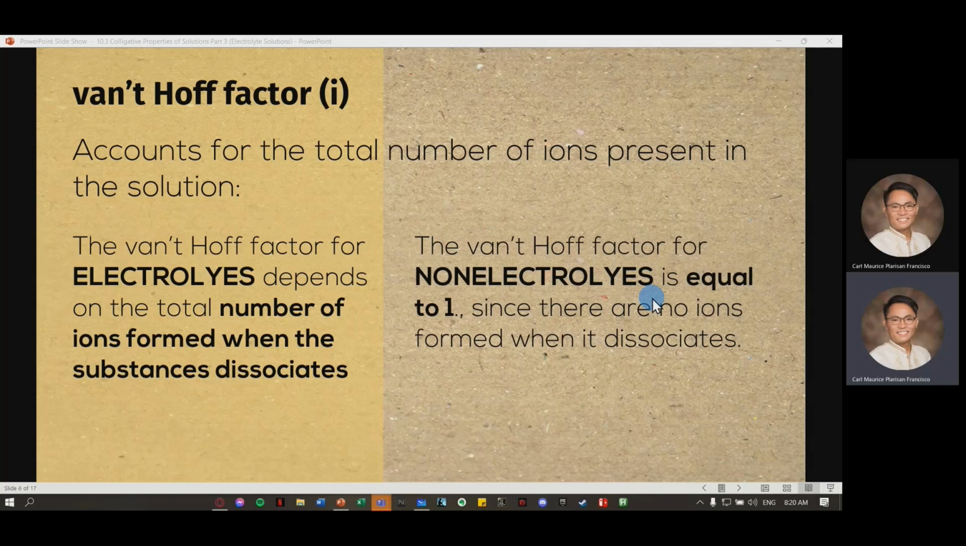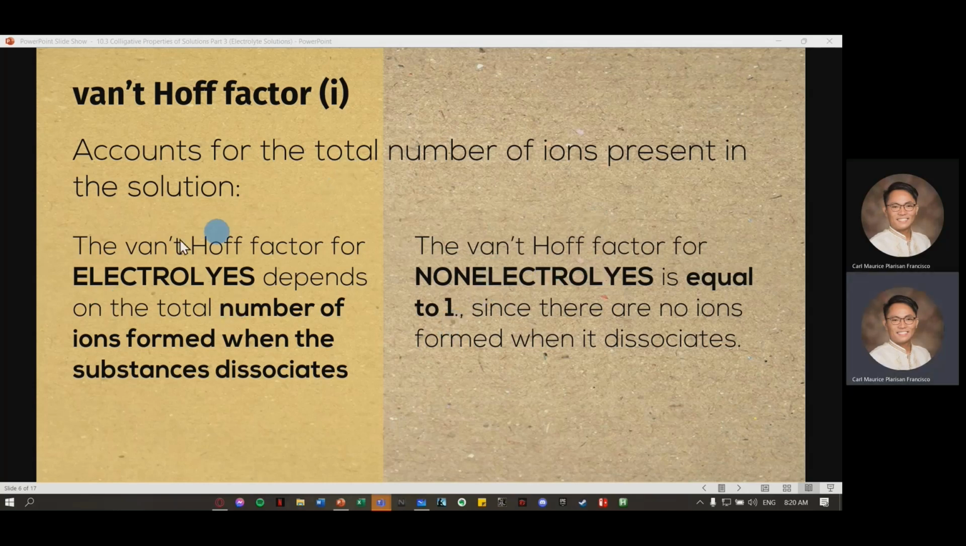Okay? Automatic yan. For example, compute for the Van't Hoff factor of this particular covalent compound. Ang covalent compound non-electrolyte. So, no-brainer. 1 agad ang Van't Hoff factor. Automatic po yan. Uling tandaan, kapag pinapahanap ang Van't Hoff factor ng non-electrolyte, laging number 1. Bakit number 1? Since there are no ions formed when it dissociates. Wala namang ions na napo-form yan. So, ang Van't Hoff factor, laging 1 pag non-electrolyte.